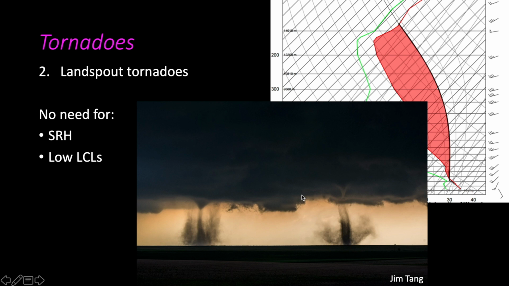So there's really no need at all for SRH. SRH is a supercell related process, and these landspouts already have that vertical vorticity from that boundary. You really don't need anything else in terms of wind shear. And low LCLs also might not even matter because these landspouts are really created by an updraft and really don't need that downdraft supercell process to help them out.